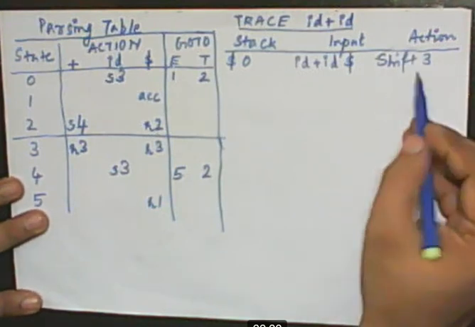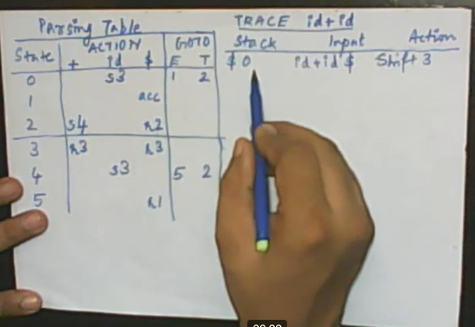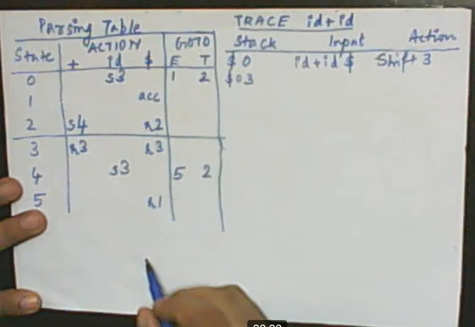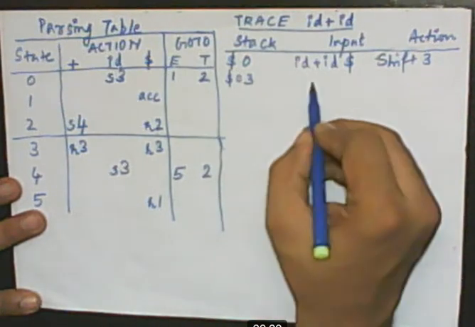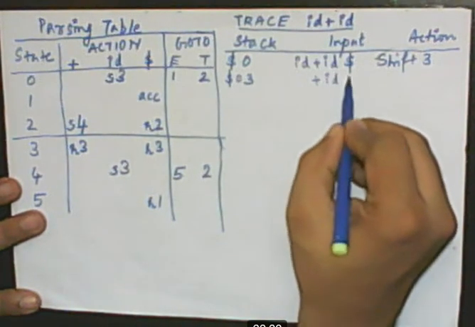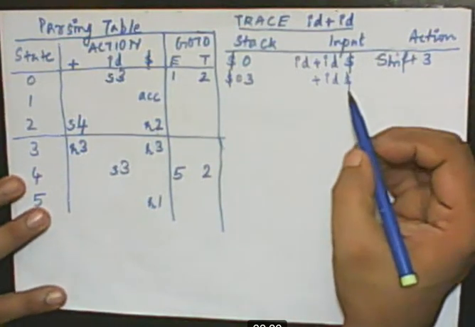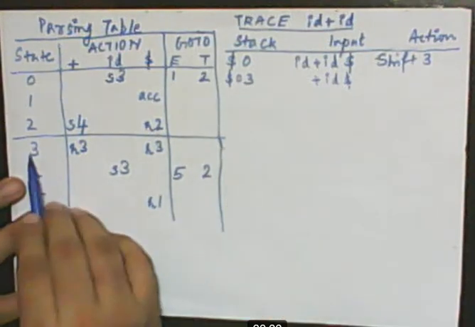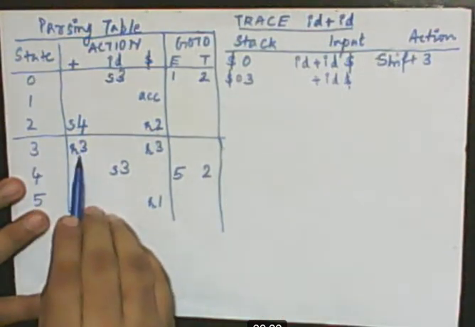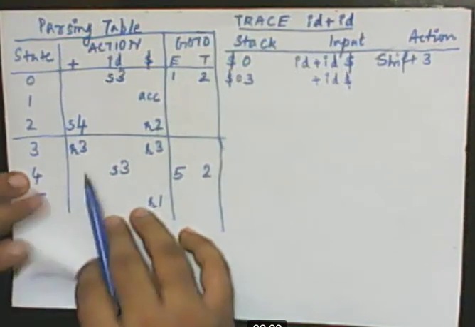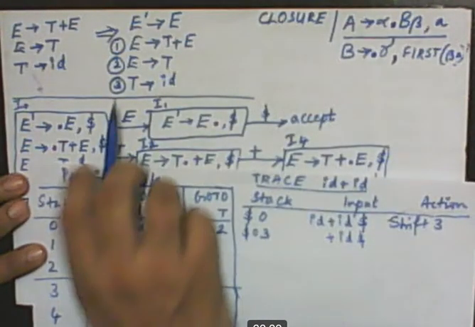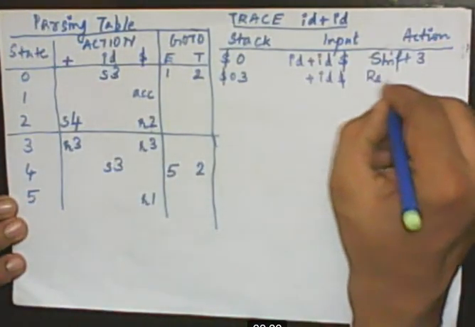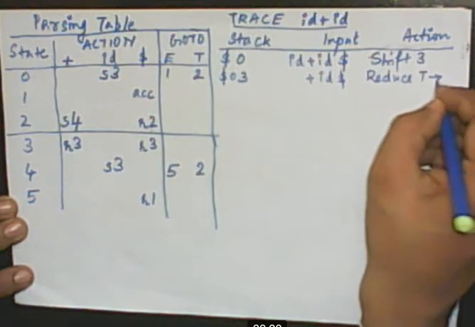So what happens when you have a shift operation? The 3 has to be pushed onto the stack, so it is $0 0 3, and this id will be removed, so now it is plus id dollar. So 3 on plus, what happens? 3 on plus, it is reduction using the third one, that is T gives id. So it is a reduction operation, reduce T gives id.